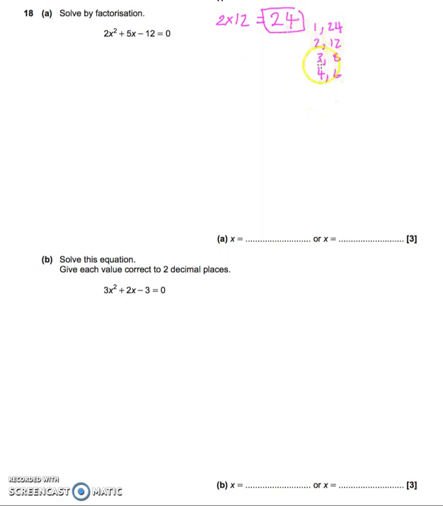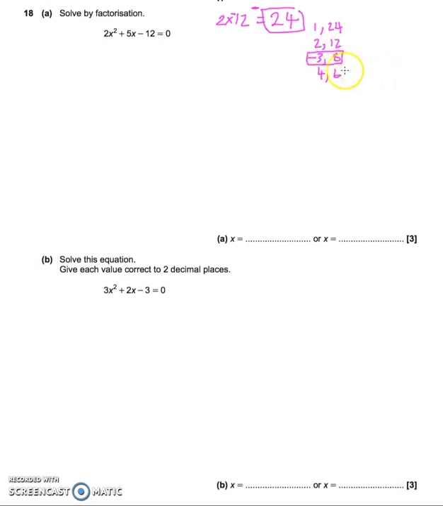Now I need to find a pair of factors that will add to make a positive 5. So this x term's coefficient needs to be made by a pair of these factors, and I can see that 3 and 8 will do that if I make the 3 negative. And I need the 3 to be negative, or at least one of these two numbers to be negative, because I need to make a minus 24. I said I ignored it for a minute, but I'm going to make that now the minus 24. And I've got minus 3 and positive 8. That is the pair of factors that I'm interested in.